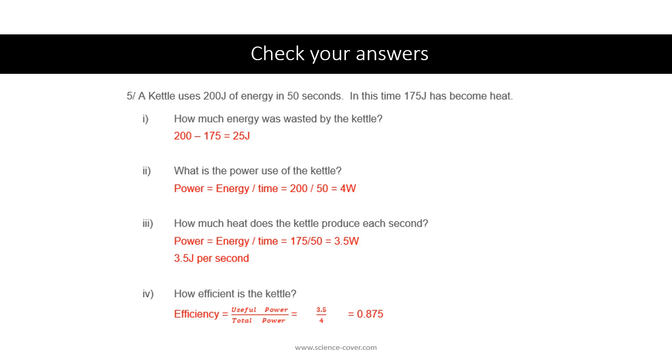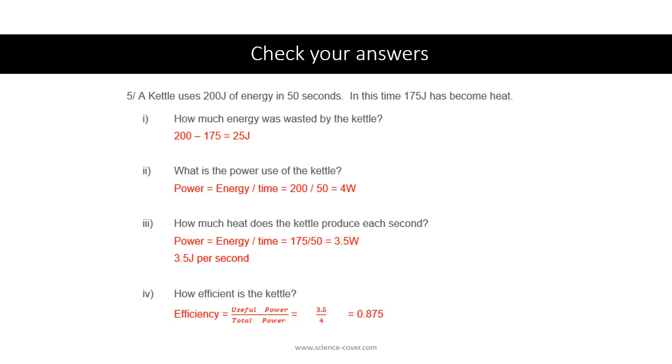What is the power use of the kettle? Well, we're using 200 joules in 50 seconds. To find the power, which is the energy per second, we just divide the energy by the time. So it's 200 divided by 50, that gives us 4 watts.